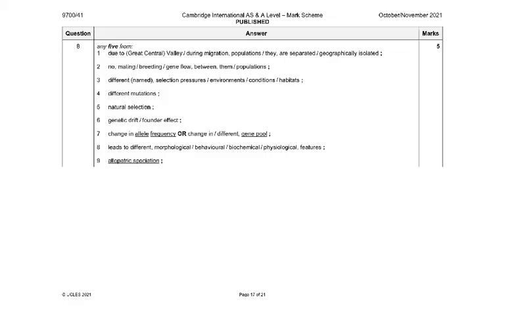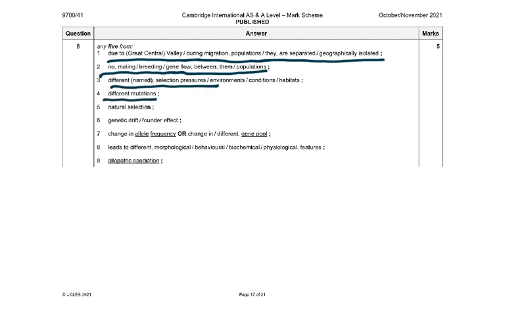So just once again, the recap of the mark scheme. Due to the Central Valley, during migration, populations are separated, geographically isolated, with no mating or gene flow between these populations. Different selection pressures, environments or habitats, and different mutations. This is natural selection. Genetic drift or founder effect would result. This would cause a change in allele frequency. These are very technical words. If you just remember these words, you can write it for any such question in the exam. That's a very tricky way that you can learn how to do it.